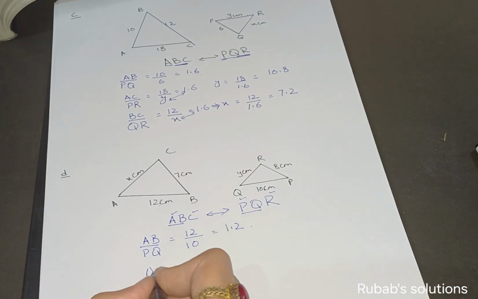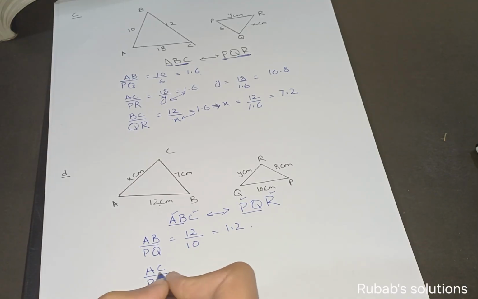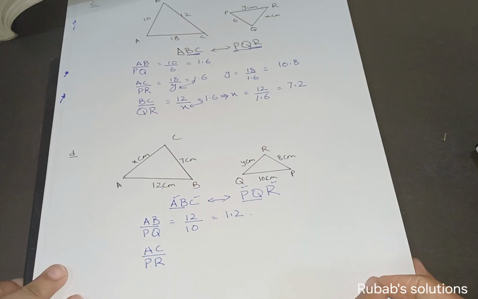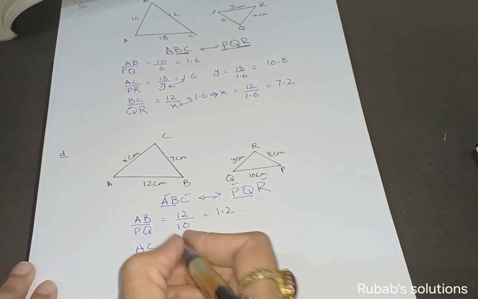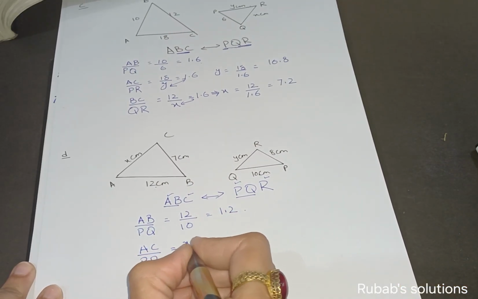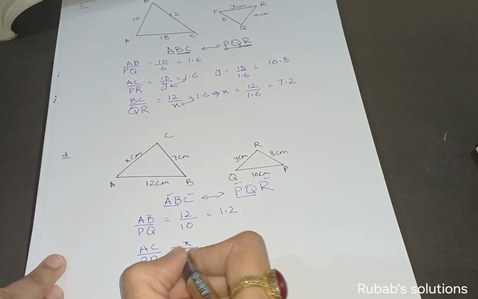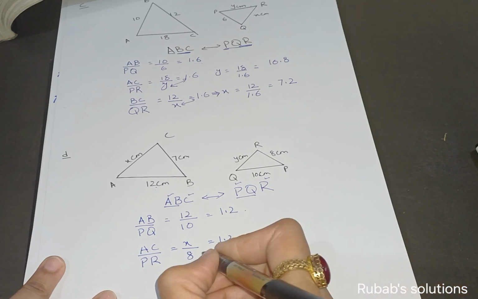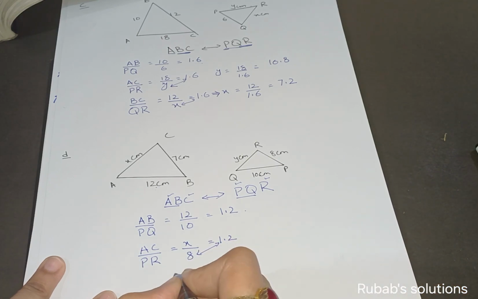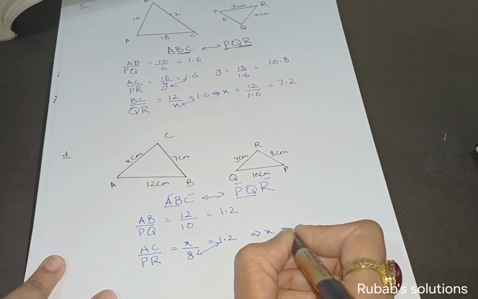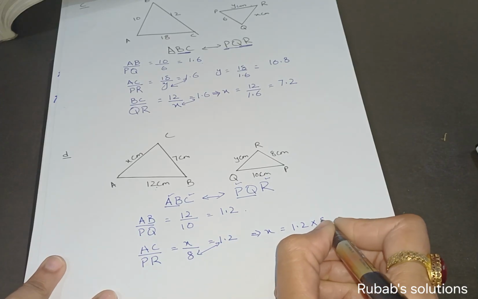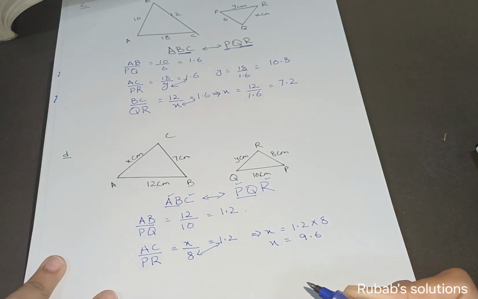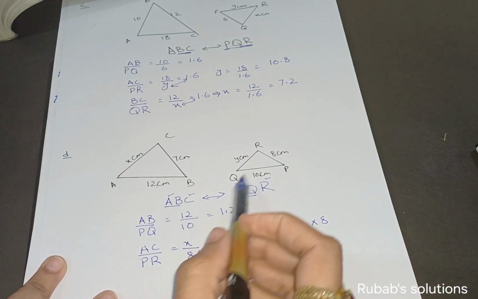AC divided by PR. What is the value of AC? We have to find basically X, and PR is given, that is 8, and it should be equal to the common ratio, that is 1.2. It will multiply on the other side, and the value of X will be equal to 1.2 multiplied by 8, and the answer is 9.6. Clear? Okay, next we have to find Y.